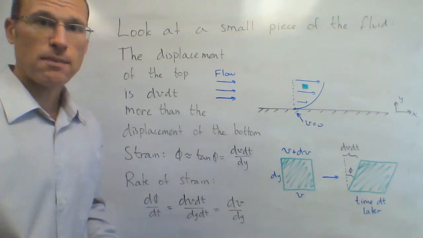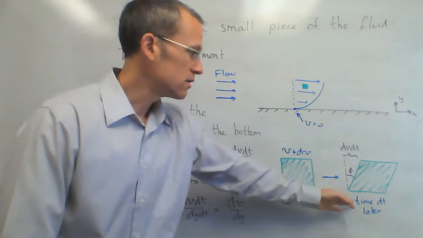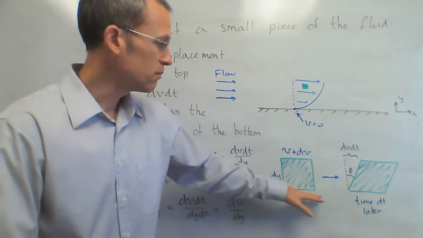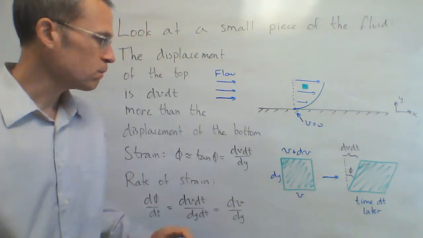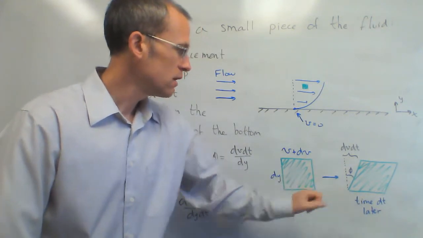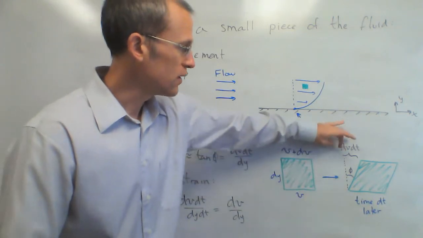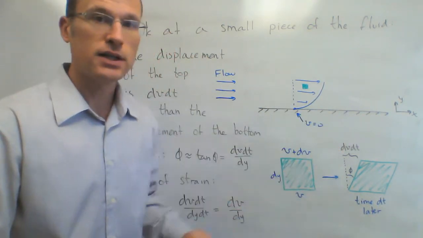Then I want to look at what happens to that a small time later. So at t plus dt later, this whole chunk of fluid is moving to the right. The bottom moves a distance of v times dt. The top moves a distance of v plus dv times dt. So there's a difference in distances traveled of dv dt.